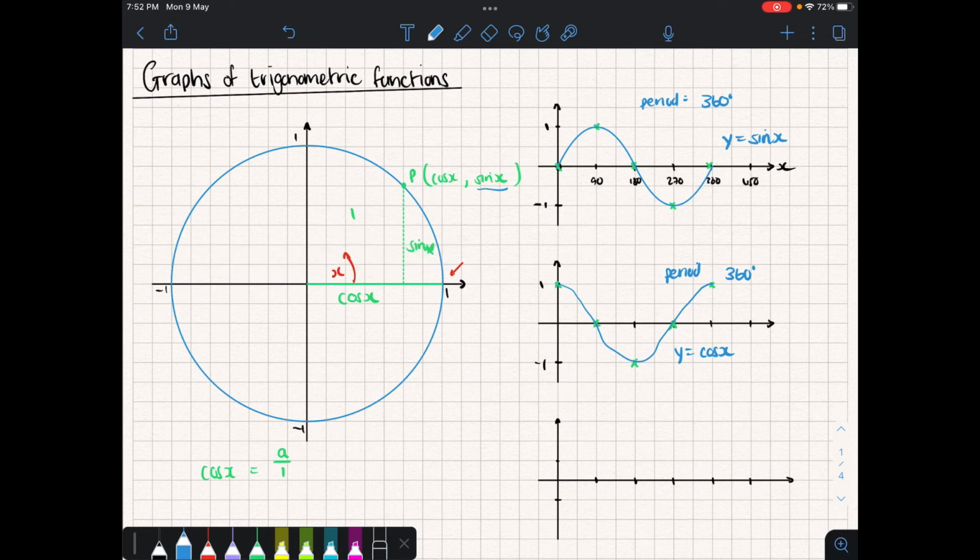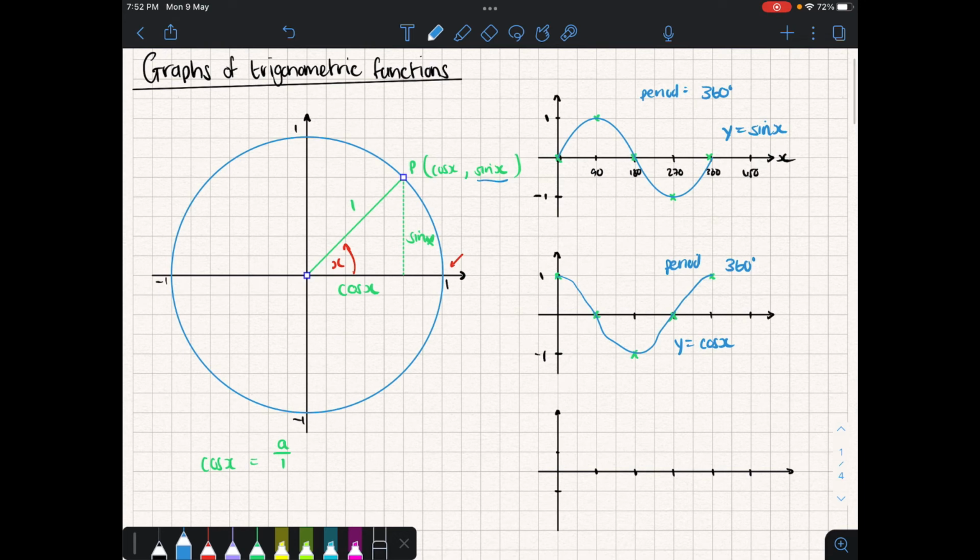Now, there is one other trig function that we are usually accustomed to, and that's the graph of tan. When we think about tan, it happens to be opposite on adjacent. So if we think about the ratio tan of x, tan of x is just opposite over adjacent. So if we go and have a look in our triangle, the opposite side here just happens to be sine of x, and the adjacent side is cos of x.